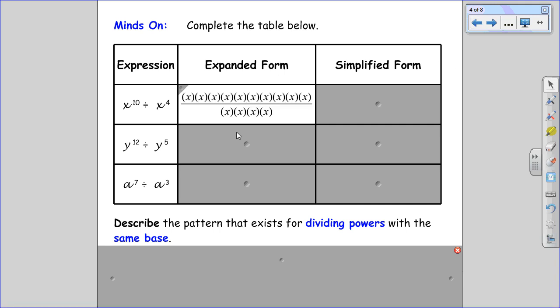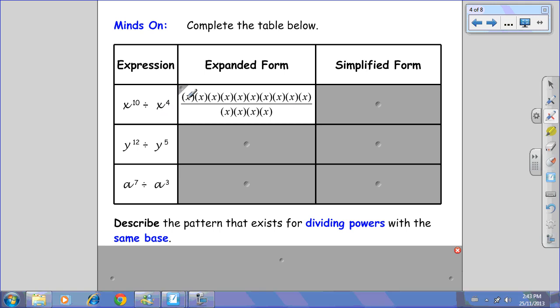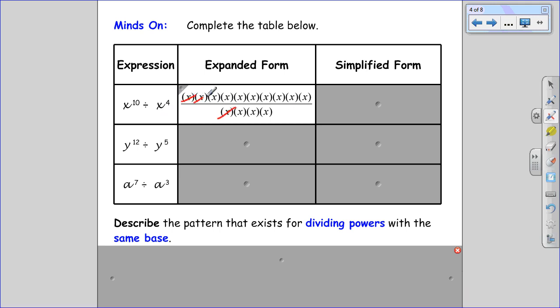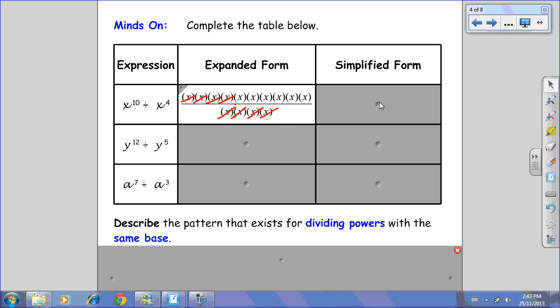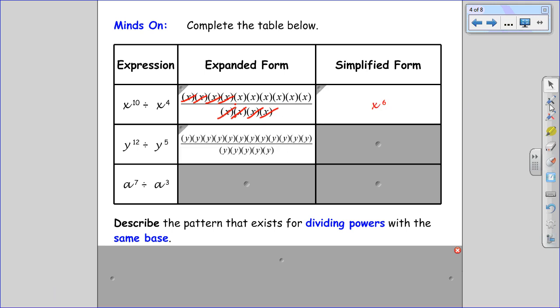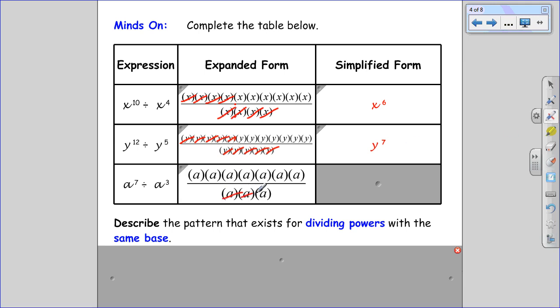Okay, so if you look at the first one, we can see that we've got 10 x's in the numerator and 4 x's in the denominator. And we know from our work with rationals in grades 7 and 8, we can reduce. So all of these things reduced away, and I was left with x to the 6th. And if I look at this one in expanded form, again, I've got 5 y's in the bottom that will reduce with 5 y's in the numerator, and that will result in y to the 7 being left. And a to the 7 over a to the 3, again, there's 3 a's being multiplied in the denominator, and they can reduce with 3 a's in the numerator.